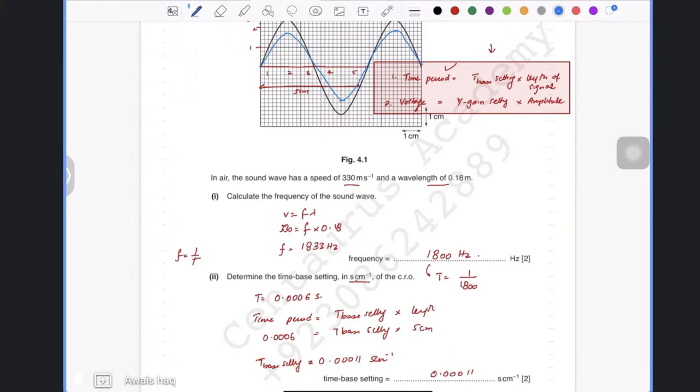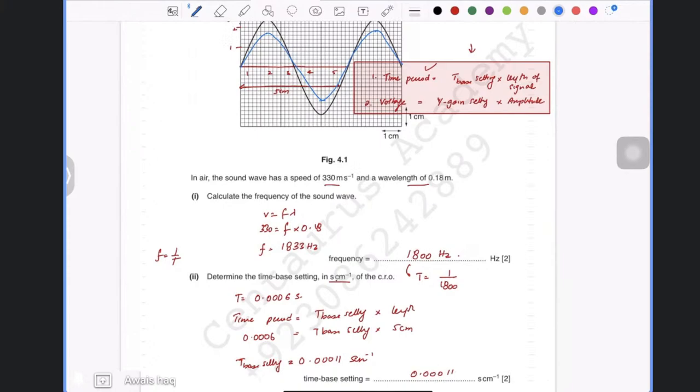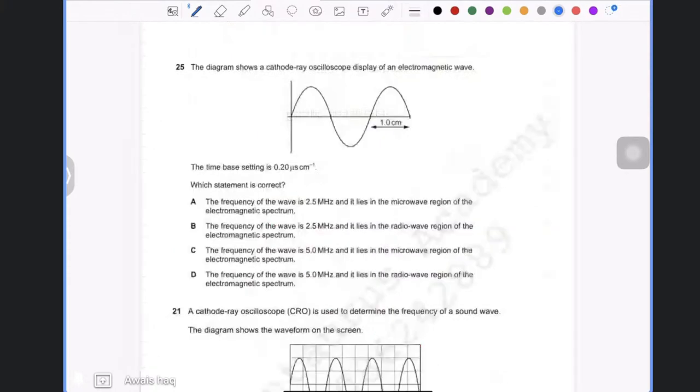So now this question, it says the time base setting is this much. Which statement is correct? So you look, it's given 1 centimeter. So that means that is also 1 centimeter, which means the lambda in this is like 2 centimeters. Time base setting is given.